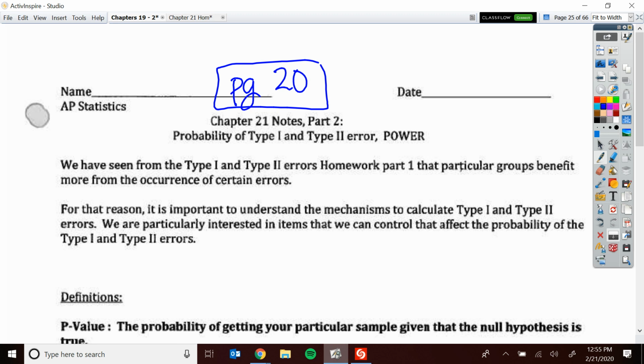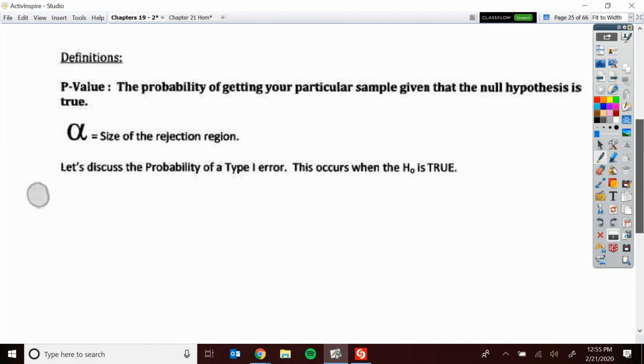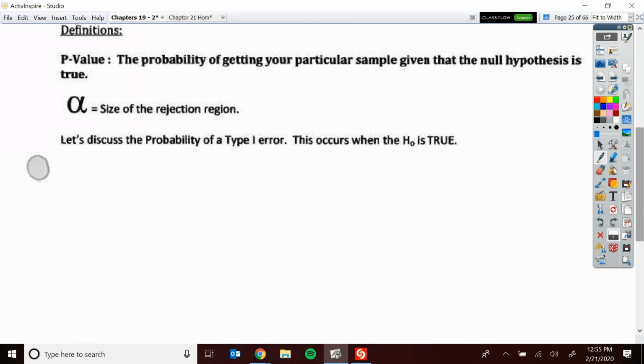Okay, so our chapter 21 notes part 2. We've already done our type 1 and type 2 error, but today we're going to learn what the heck this thing called power is. And of course there is a song for that, and I'll play that for you at the end. But let's look real quickly, because we just went over our type 1 and type 2 error songs. So let's draw a picture of it.